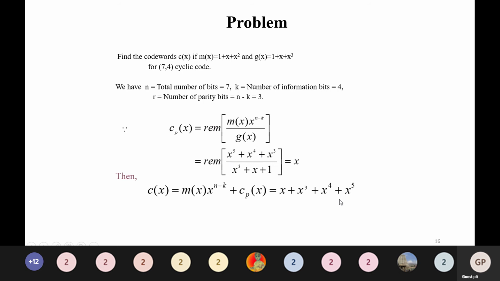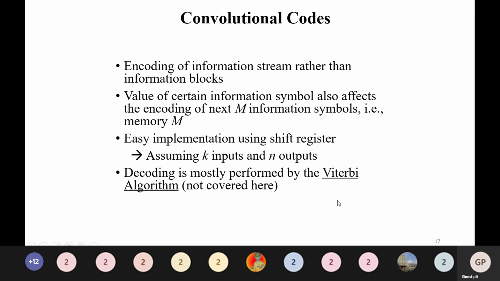Then the next type of codes are convolutional codes. They encode an information stream rather than information blocks, taking 1 bit at a time. The value of a certain information symbol also affects the encoding of the next m information symbols. That is memory m. It has easy implementation using a shift register, assuming k inputs and n outputs. Decoding is mostly performed by the Viterbi algorithm, which we have not considered here.